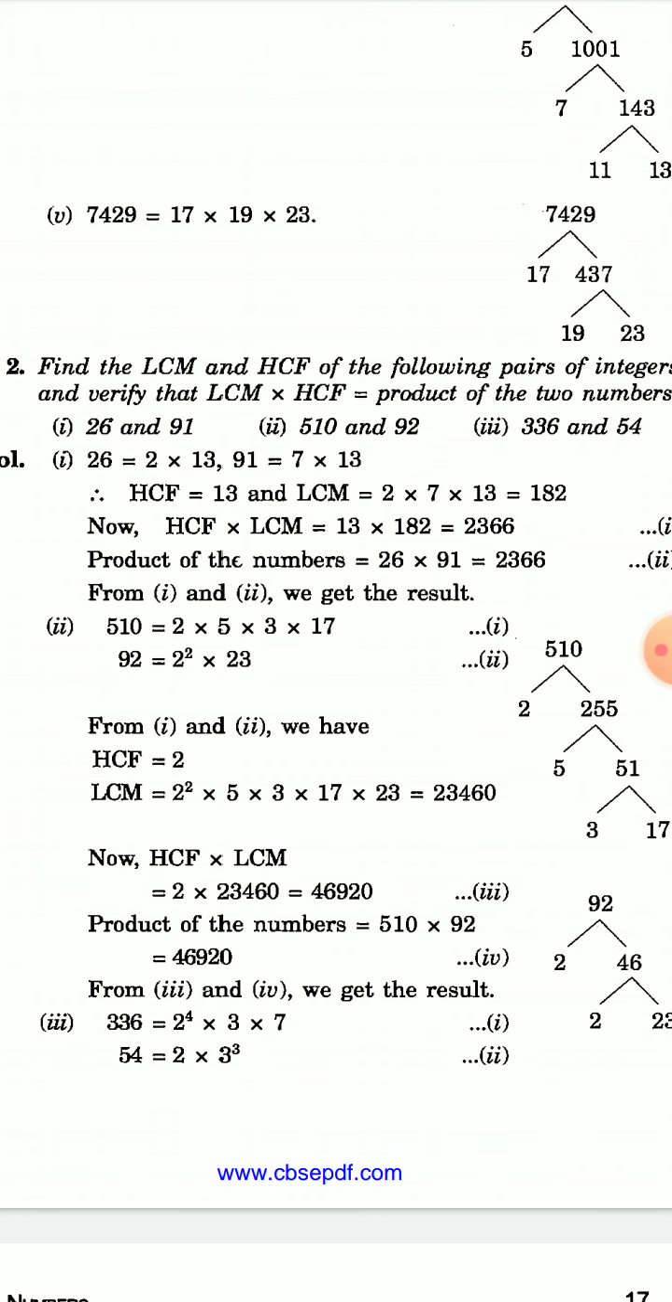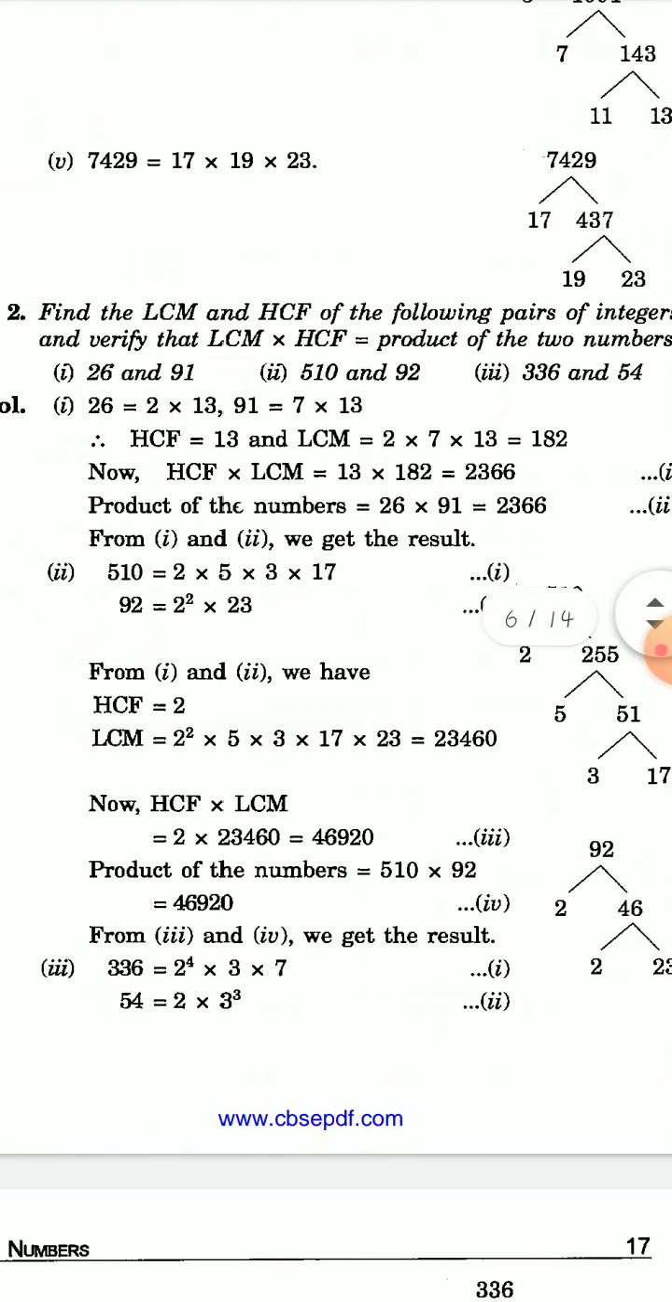Now we will verify the property. HCF into LCM. HCF is 13 and LCM is 182. When you multiply this, you will get 2366. Product of the two numbers. The two numbers are 26 and 91. The product of 26 and 91 is 2366. So we have verified the property. The property is HCF multiplied by LCM is equal to product of the two numbers.